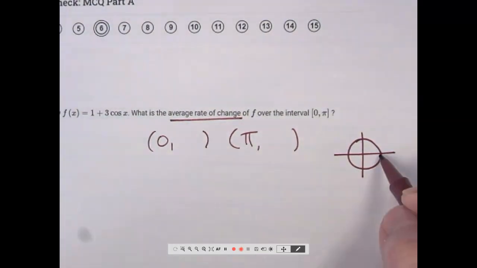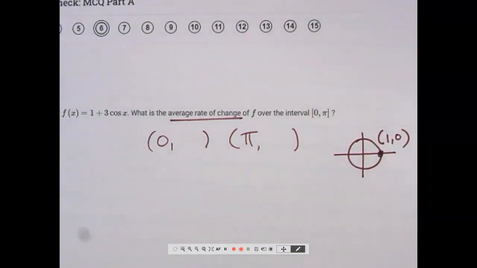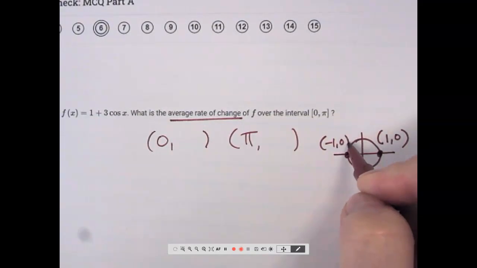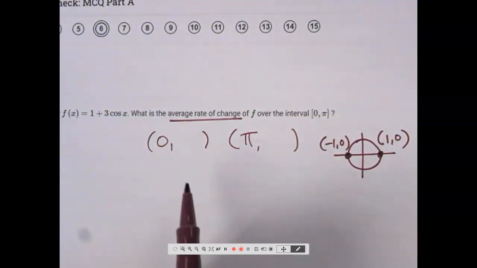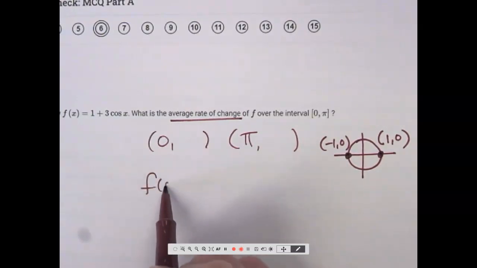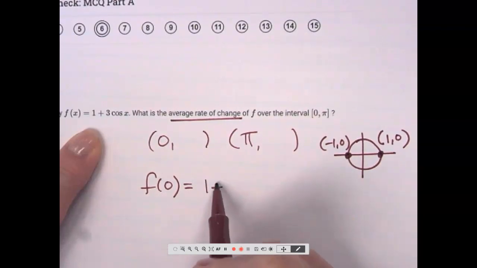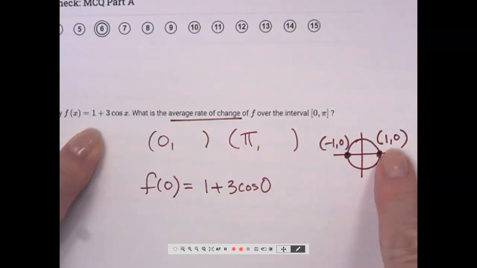By the windows. The cosine is going to be, ordered pair is 1, 0. Cosine is x, sine is y. Where is pi? The other way. So West. 0, 1, and -1. Okay. Cosine is x, sine is y. Okay, so let's find f of 0. That will be 1 plus 3 cosine 0. Well, cosine of 0 is 1.